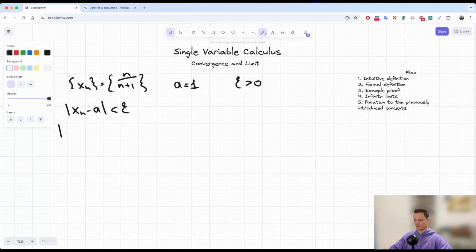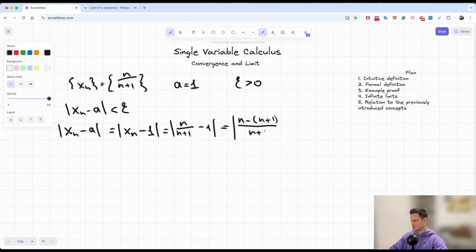Let's work with the left part of the inequality. We know that we want to prove that the limit is 1, so we can replace a with 1. And we know that each element of the sequence is n divided by n plus 1. And we can represent 1 as n plus 1 divided by n plus 1. So we have the same denominator. We can open this absolute value and we'll have 1 divided by n plus 1. And we want to solve this, so it's just a rephrase.